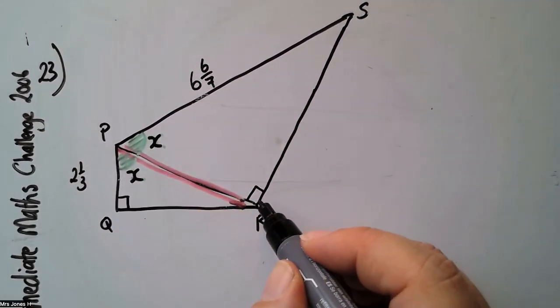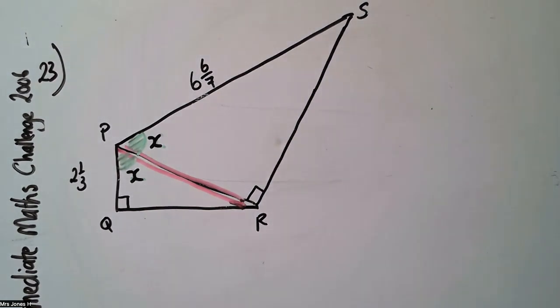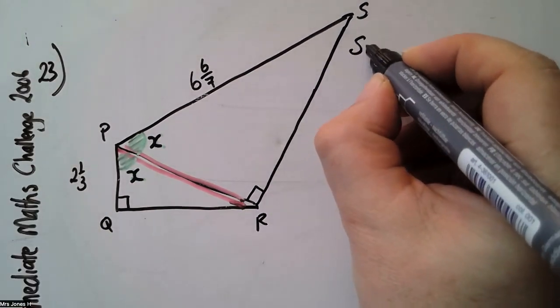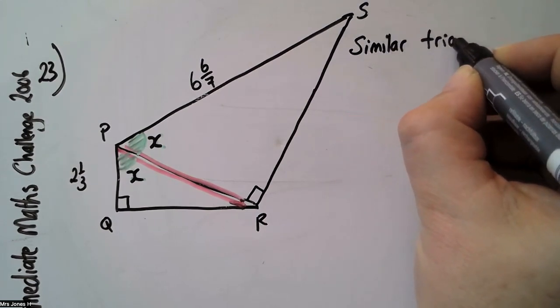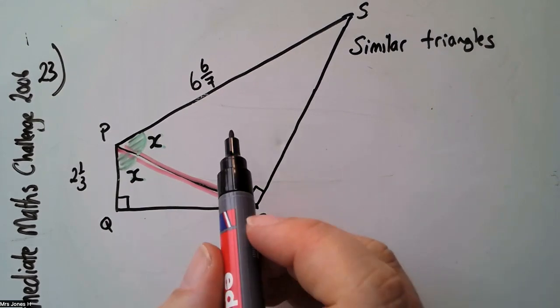Now, because these are both right angle triangles, what we're looking at is similar triangles. So that's the first thing that leaps out to me. I have two similar triangles here.